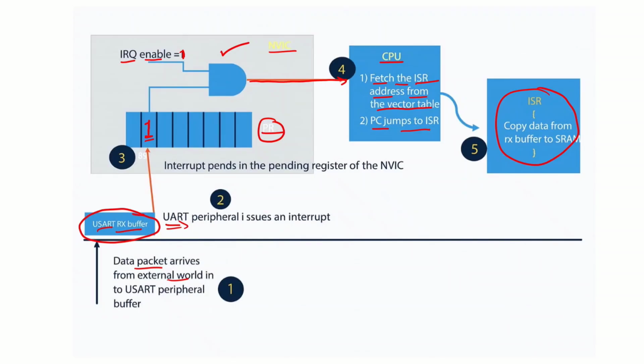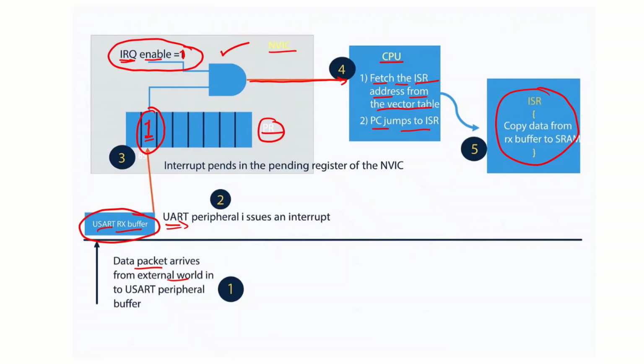This is the actual flow. So now, if you want to trigger any interrupt, if you want to make your processor execute any ISR, you have to do two things. First, you have to enable the corresponding interrupt based on the IRQ number. And one more thing, you have to set that pending bit.